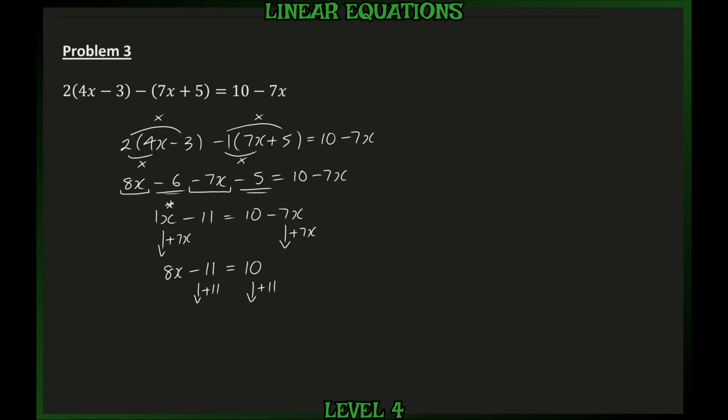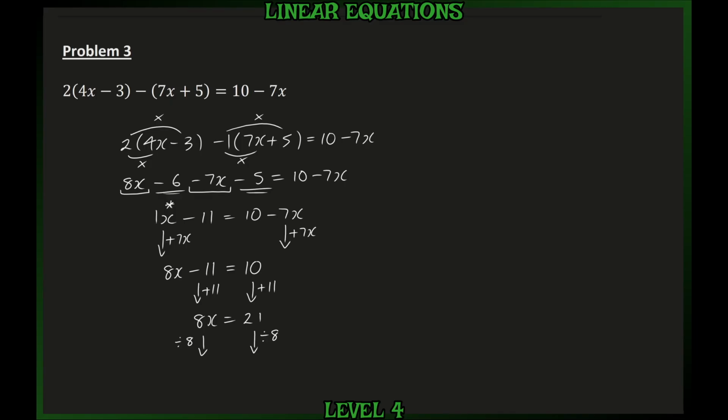So on the left, the minus 11 and the plus 11 cancel out to leave us with 8x. And on the right, 10 plus 11 is 21. Finally, we need to remove the times 8 that's attached to the x, and we can do this by dividing by 8, as this is the inverse of timesing by 8. And we do exactly the same on the right.